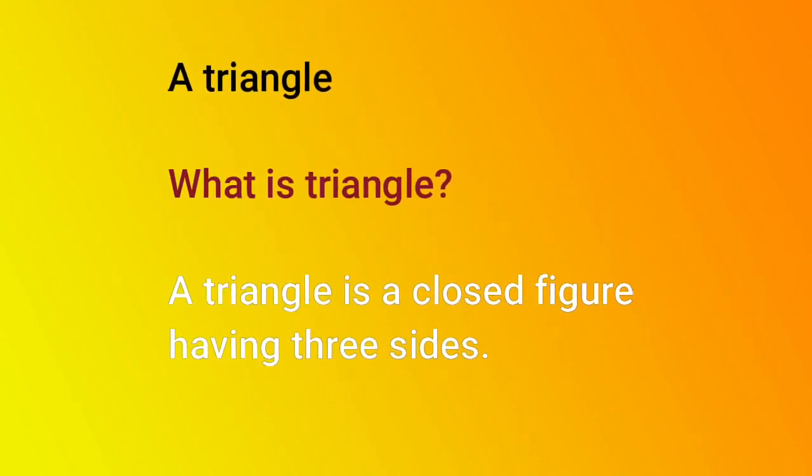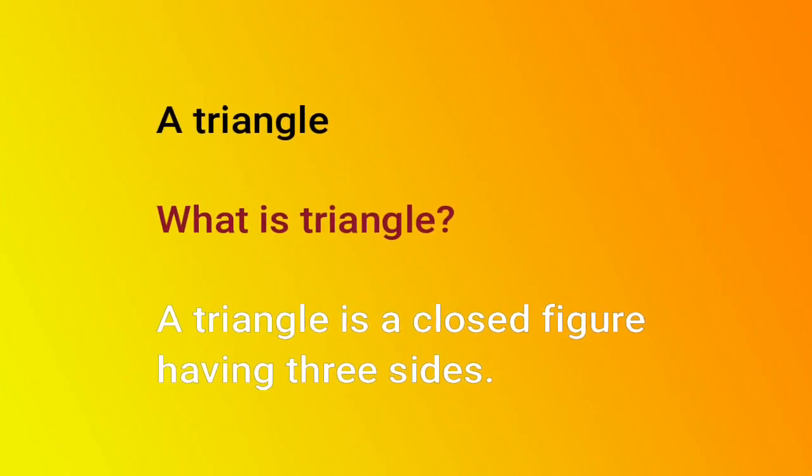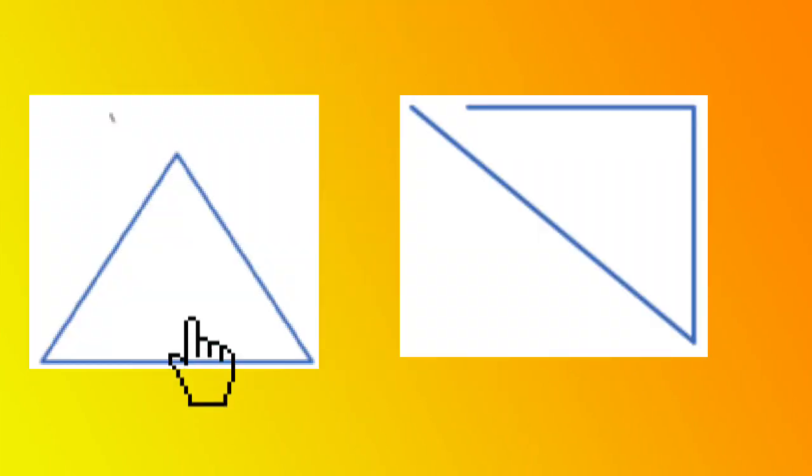Triangle. What is triangle? A triangle is a closed figure having three sides. Now look at these figures. This figure is a triangle as it is a closed figure and has three sides. Now look at this figure. This is not a triangle even if it has got three sides. Why? Because it is not a closed figure.